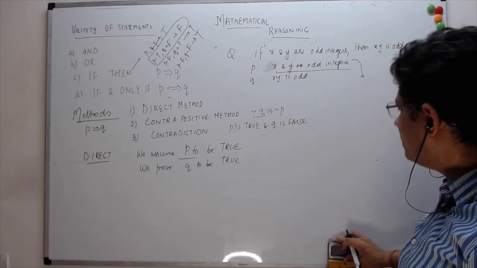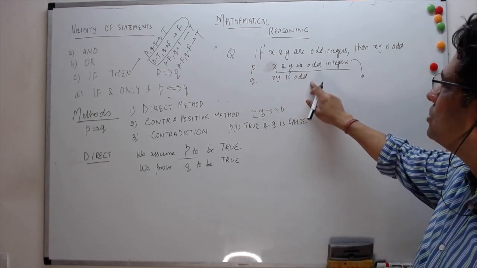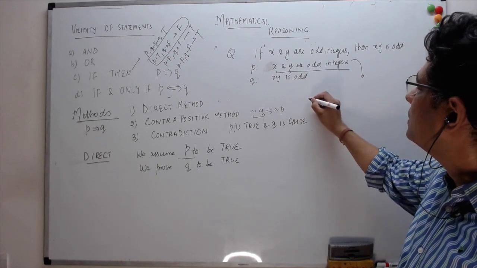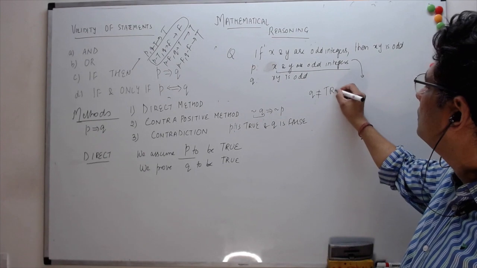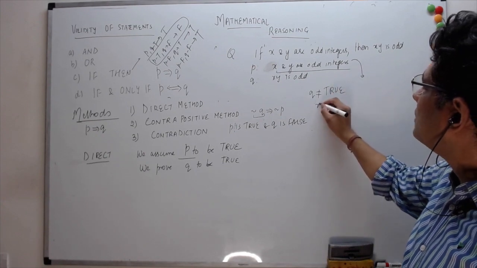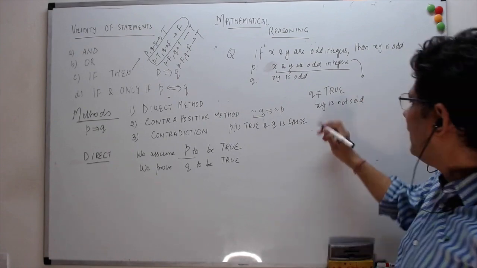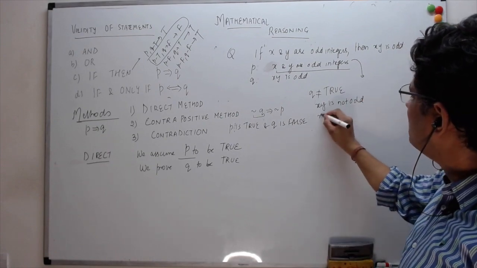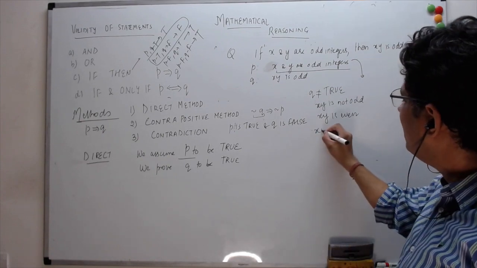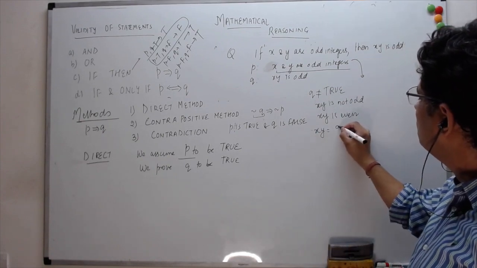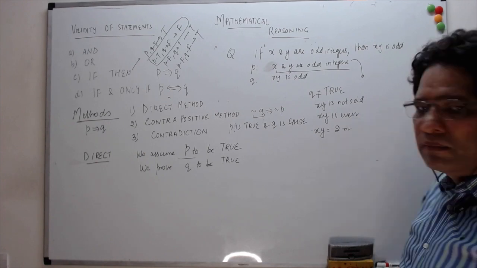So contrapositive is like we are assuming that our Q is not true. Q is not true means that xy is not odd. That is what it means, right? So xy is not odd. That means xy is even. That means xy can be written as 2 times some number, maybe m.